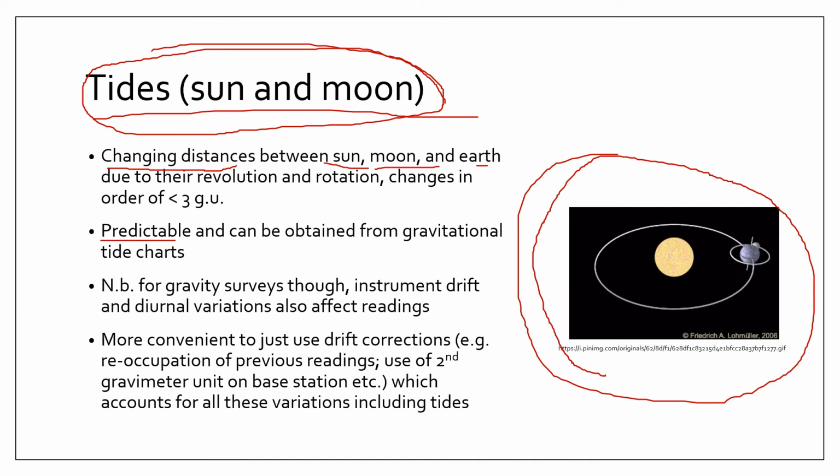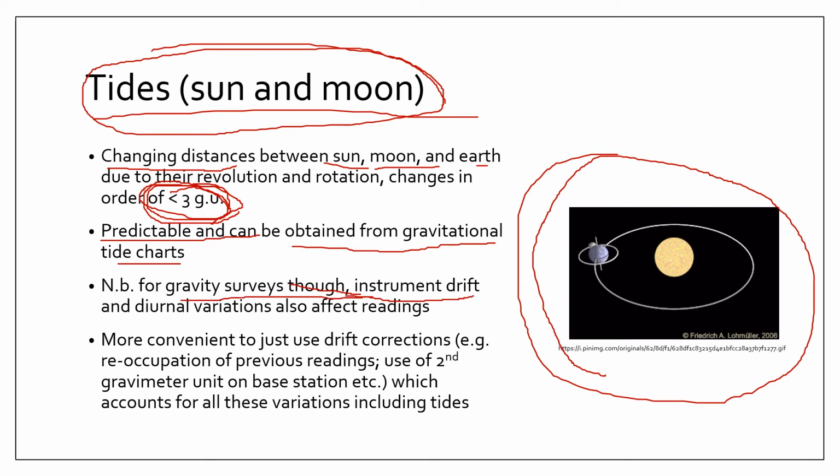Okay, so the tides are actually predictable, and you can get a sort of advanced schedule of the gravitational tide charts. Although the influence of tides is quite significant. You can get as much as three gravity units of change due to tides. Although you have to note that there are a lot of other factors that affect your gravity survey readings.